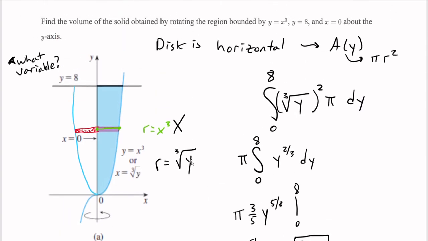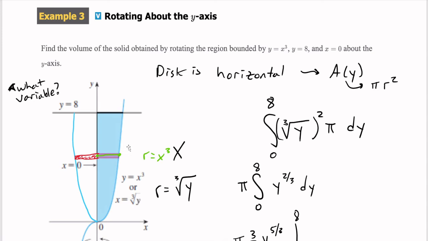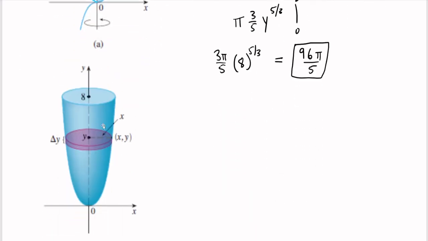So when we're doing the disk method, if instead we're going to rotate around this y-axis, we have to change up our variable to y. Okay, let's try another one.